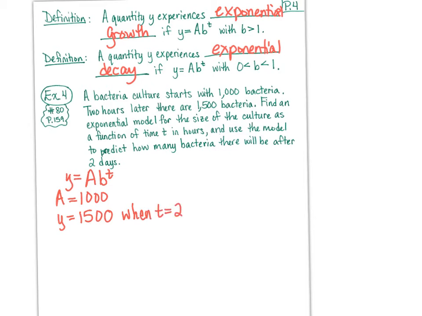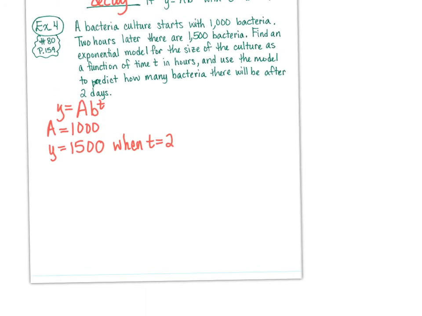Okay? So all of that to say the following. We can now set our problem up to say that 1,500, because that's our y, would be equal to 1,000 b raised to what power? Squared. Good, because that's whenever t is equal to 2. Whenever, or y is equal to 1,500 whenever t is equal to 2.